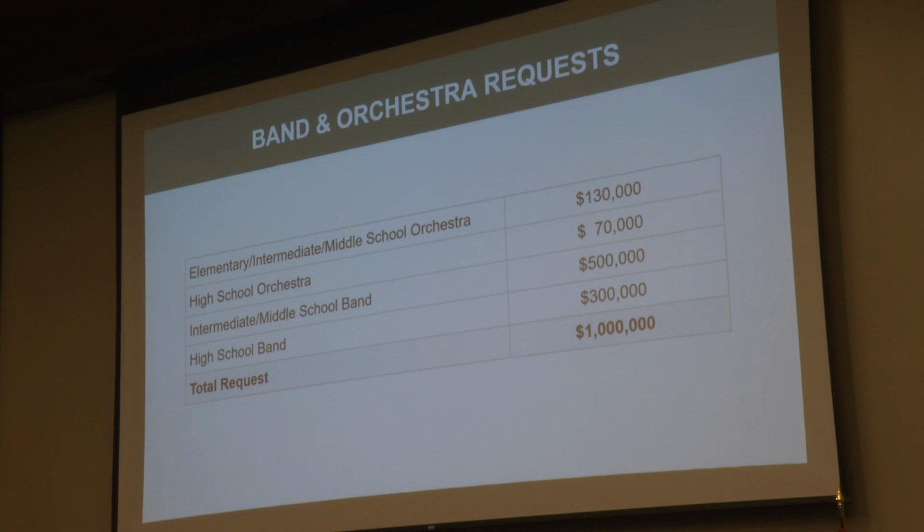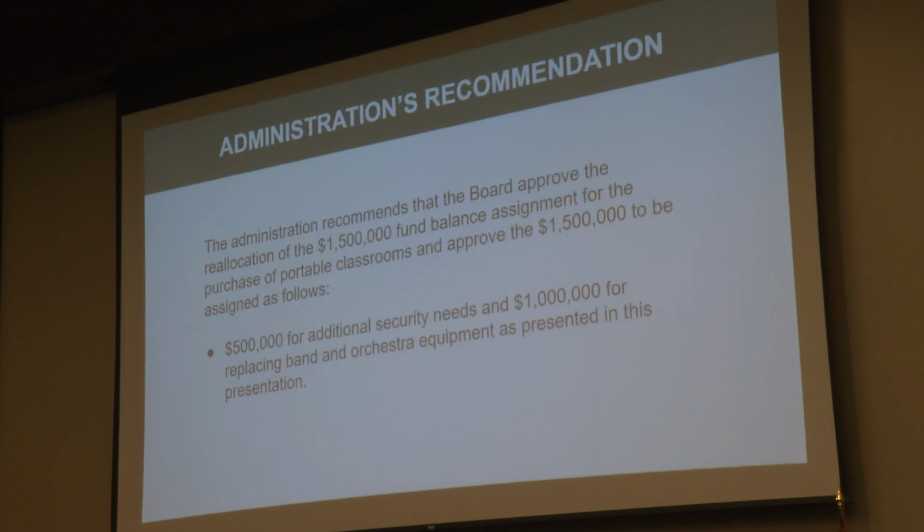So this is our request to the administration: recommend the reallocation of the 1.5 that was in that for portable classrooms, one time for security, additional needs, and one time for band and orchestra. And I believe this is symphonic band and orchestra. This is not the marching band. So this is really those classroom materials there. So that is just for discussion today, Madam Chair, and I stand for questions.